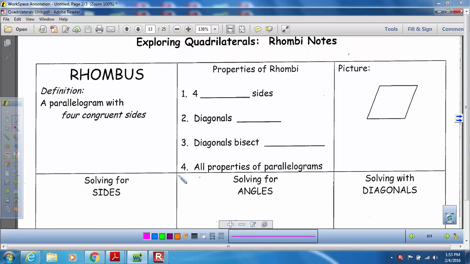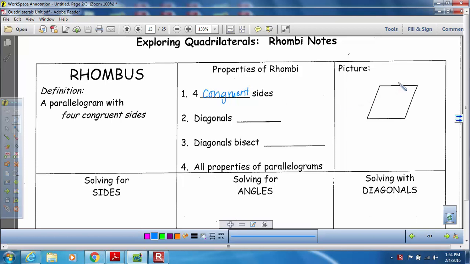Today, we're actually going to talk about two quadrilaterals. The first one I want to talk about is the rhombus. The rhombus is a parallelogram with four congruent sides. So that's going to be our first property that we want to discuss, is that rhombi have four congruent sides.